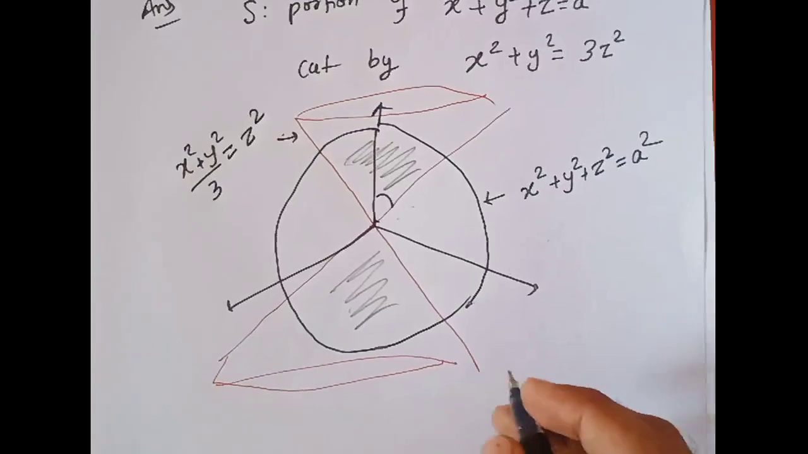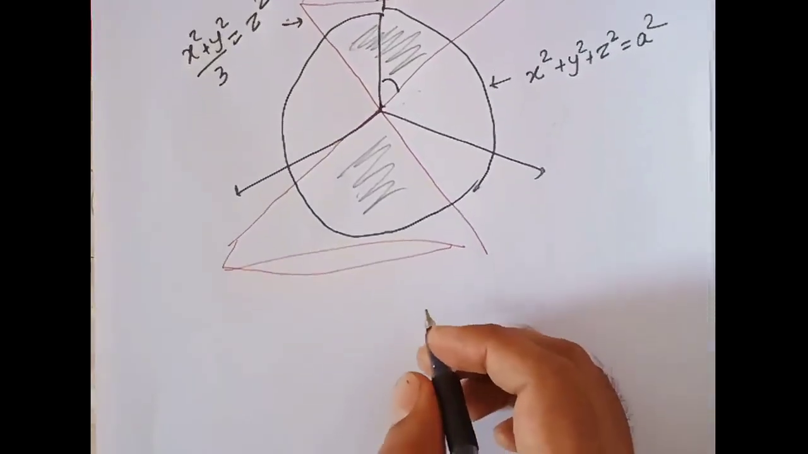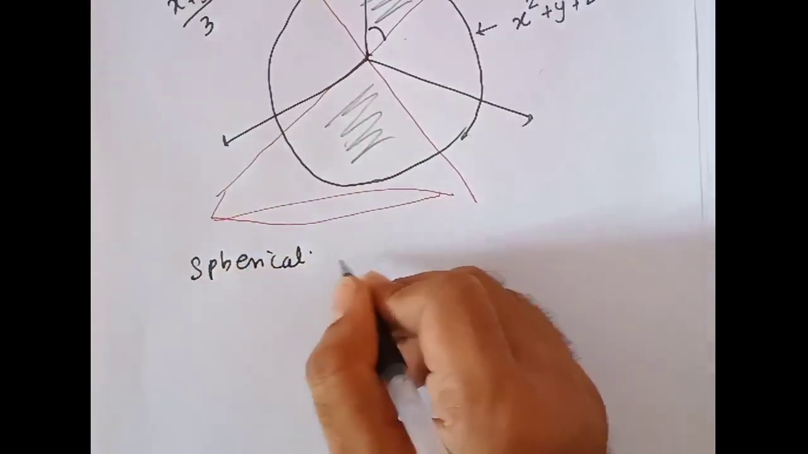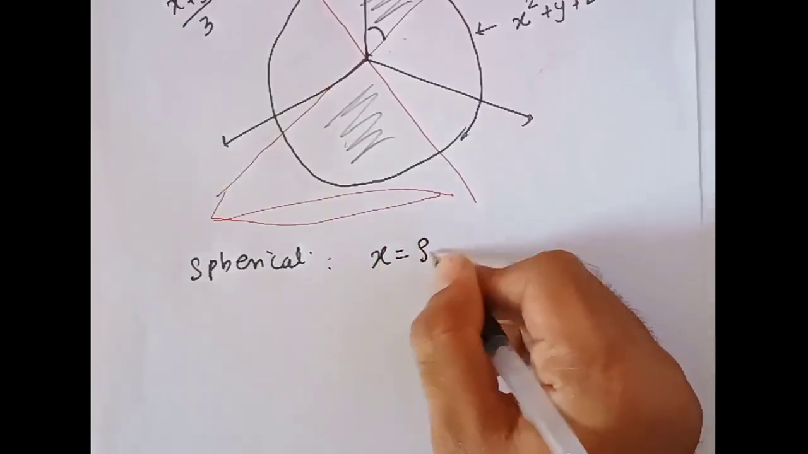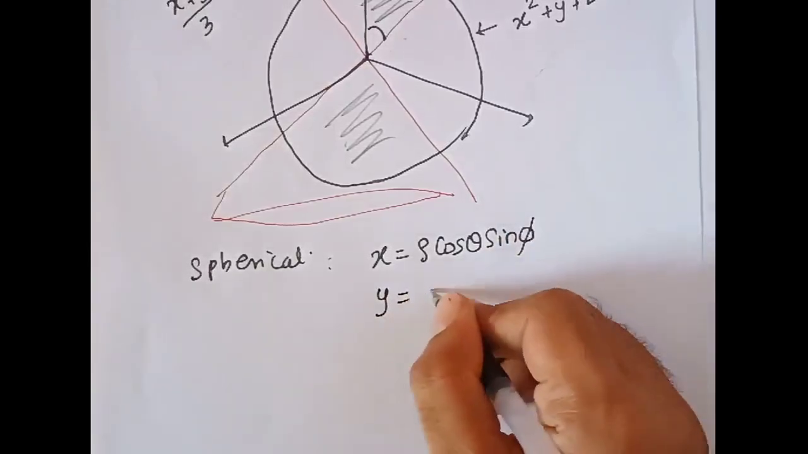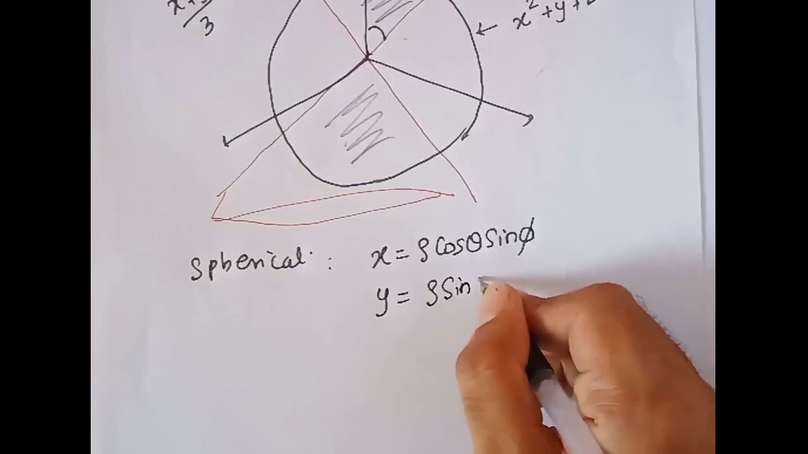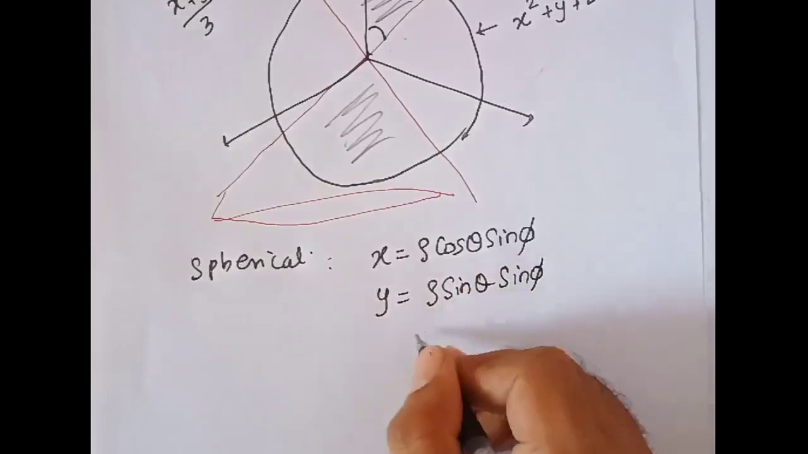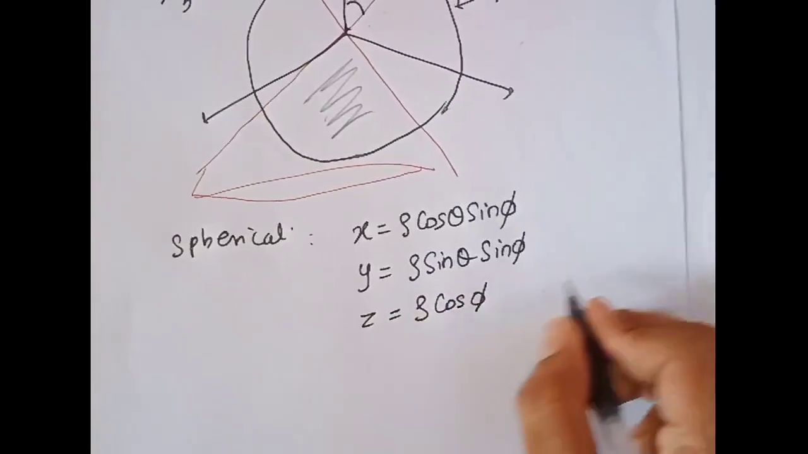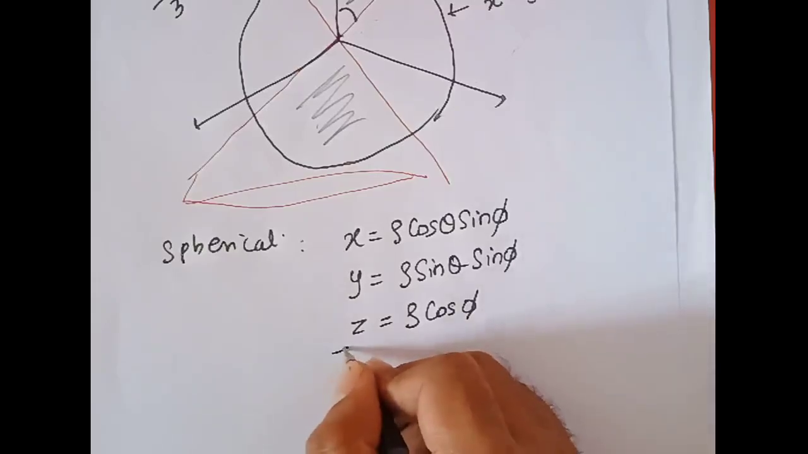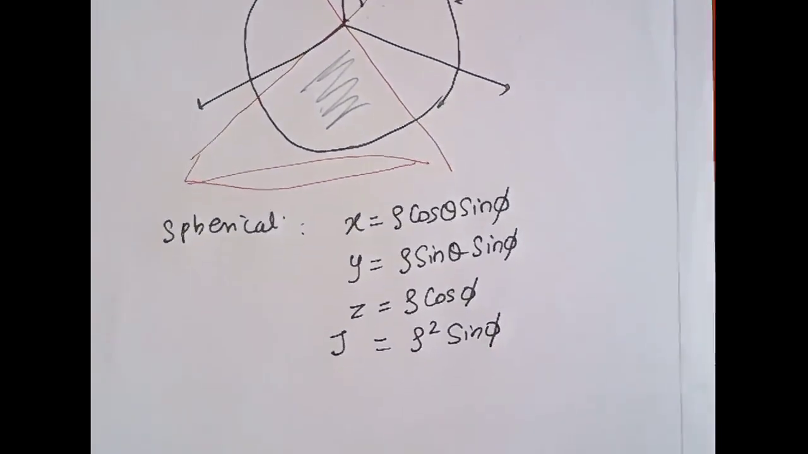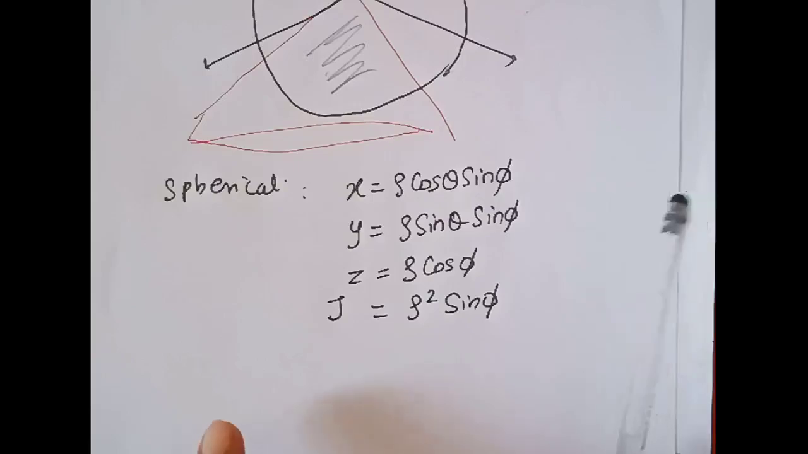Alright, so now we will use spherical coordinates. We know x is equal to rho cos theta sine phi, y is equal to rho sine theta sine phi, z is equal to rho cos phi. Alright, and without fail we have to take the Jacobian, that is rho square sine phi, because we are moving from the xyz plane to the rho theta phi plane.